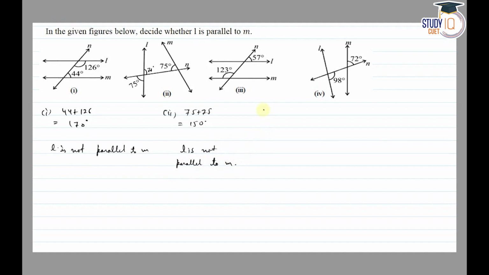Then third, here 123, so this is 57, so this will also be 57, vertically opposite. So the sum of 123 plus 57 is equal to 180. So the sum of these two interior angles is 180. So L is parallel to M.